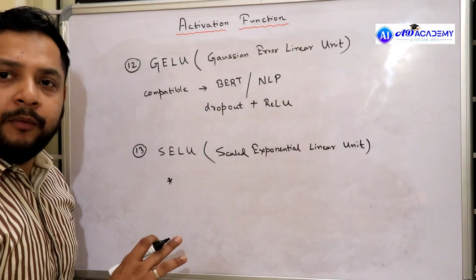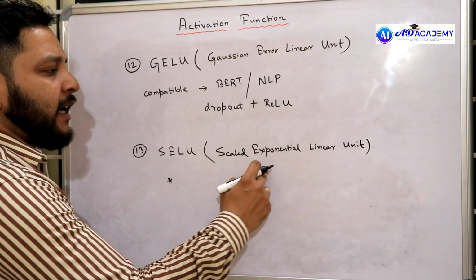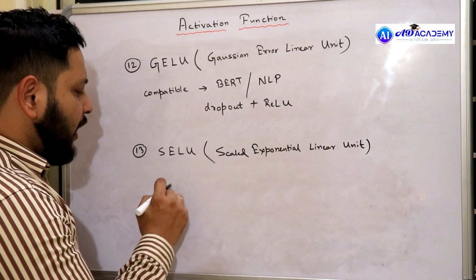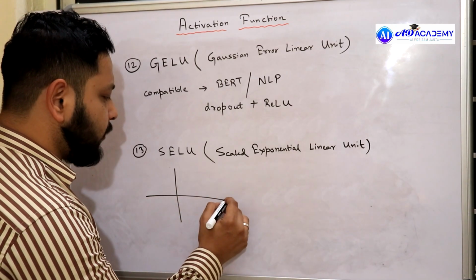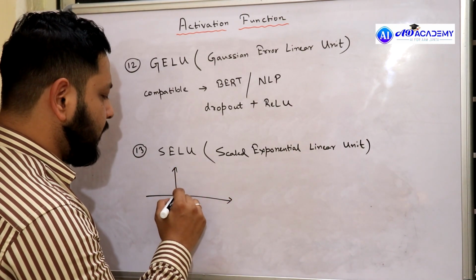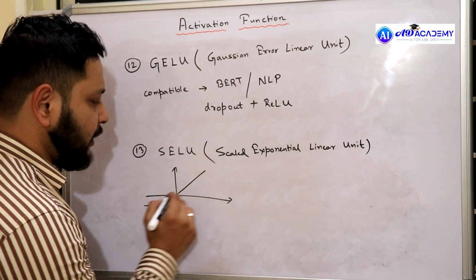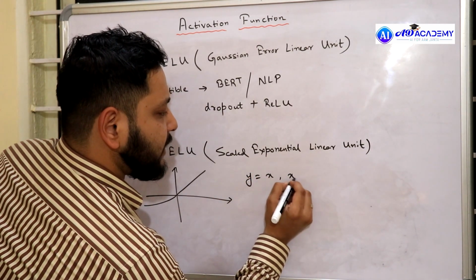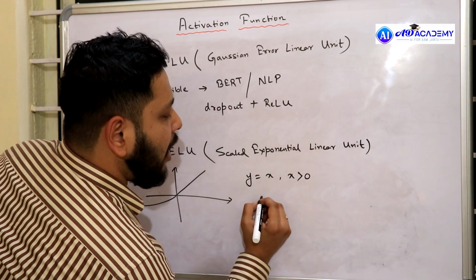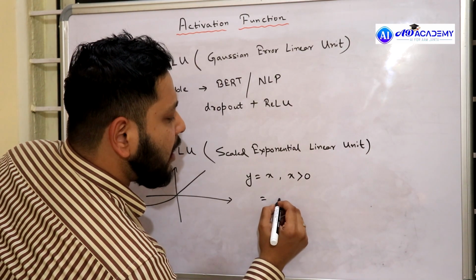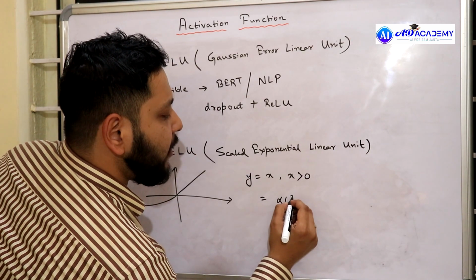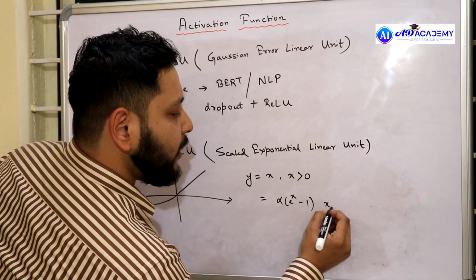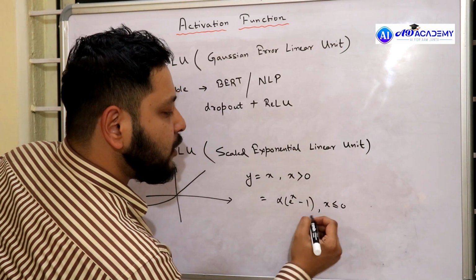There is one more thing, that is SELU, scaled exponential linear unit. This is similar to that of ELU. So here we have already seen it is x when x is greater than 0, and this is actually alpha times e to the power of x minus 1 when x is less than or equal to 0.